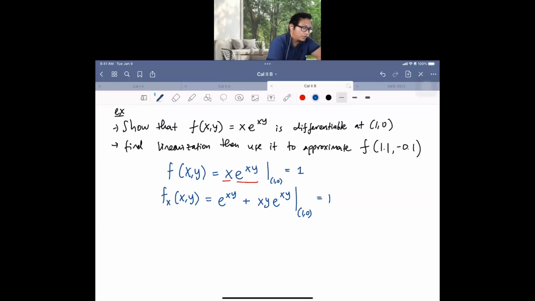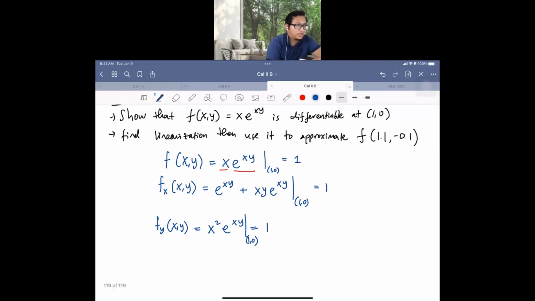And partial y, we can also check. We will have x multiplied by x, which becomes x squared, and then e to the xy. We check this at 1, 0, and it's also 1. From these two, we see that both partial x and partial y exist and are continuous at 1, 0.